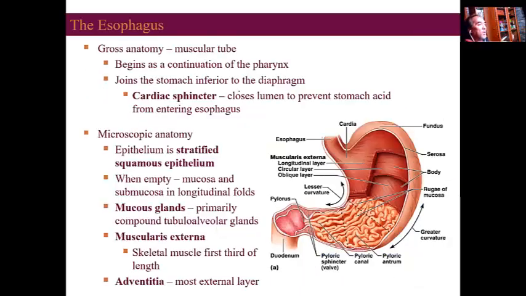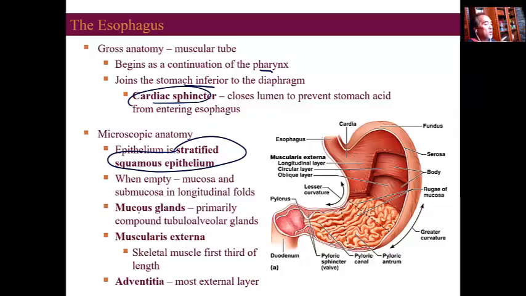So we went back to the esophagus after the stomach because we're looking at the cardiac sphincter. The cardiac sphincter closes the lumen to prevent stomach acid from entering the esophagus. As I said, it can destroy the walls of the esophagus. The continuation of the pharynx is the esophagus. The esophagus joins the stomach inferior to the diaphragm, and it is made out of stratified squamous epithelium.